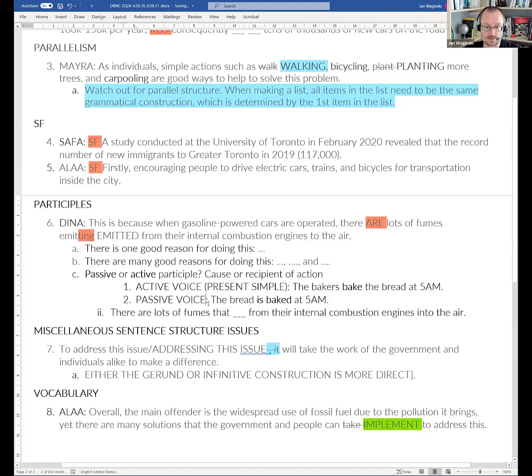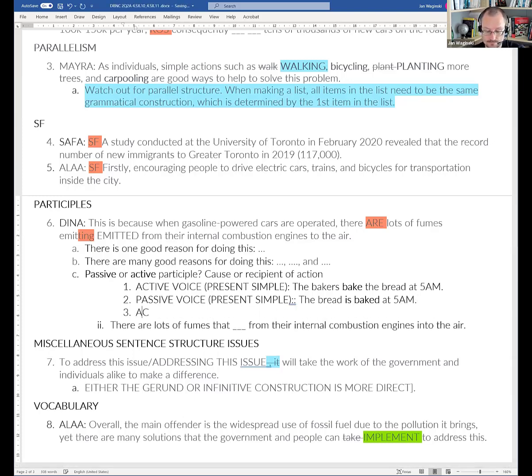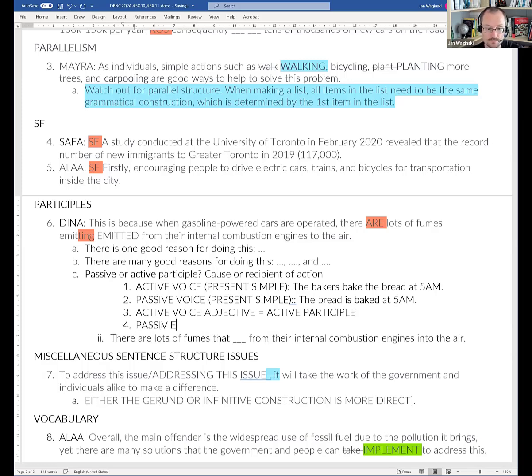And this one is also passive voice. We also have, so these are verbs, but we also have passive and active adjectives. And we call an active voice adjective an active participle. We have a passive voice adjective, which is called a passive participle. A lot of grammar books call these present and past, but they have nothing to do with present and past tense.